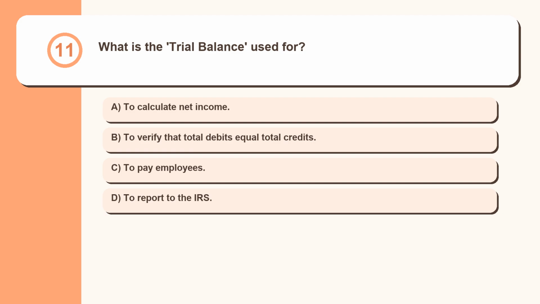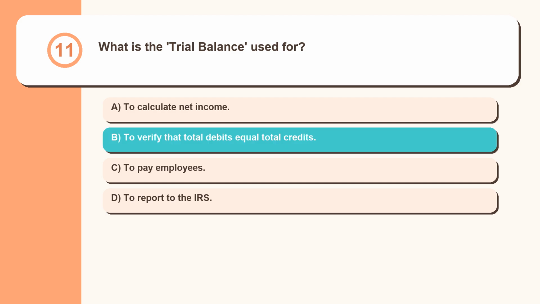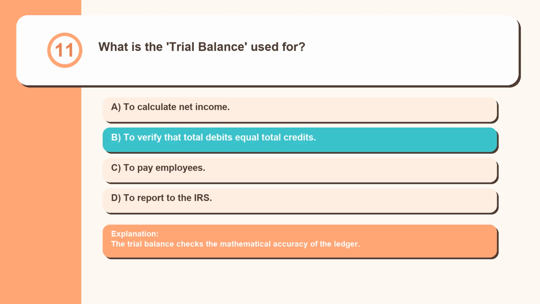Question 11. What is the trial balance used for? To calculate net income. To verify that total debits equal total credits. To pay employees. To report to the IRS. The trial balance checks the mathematical accuracy of the ledger.